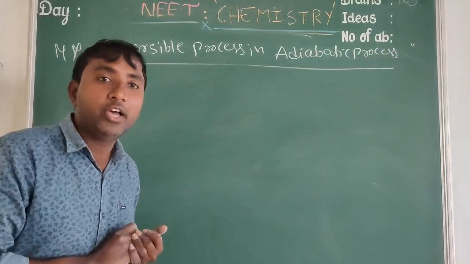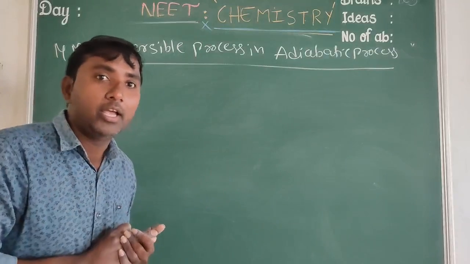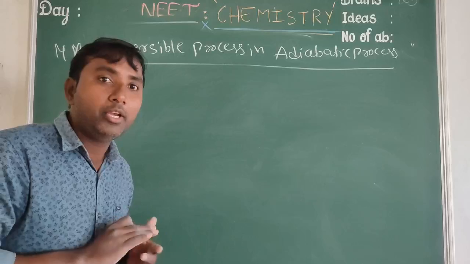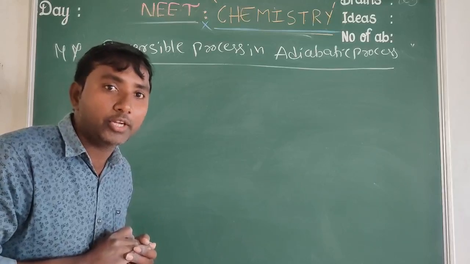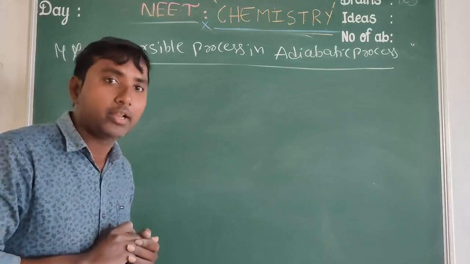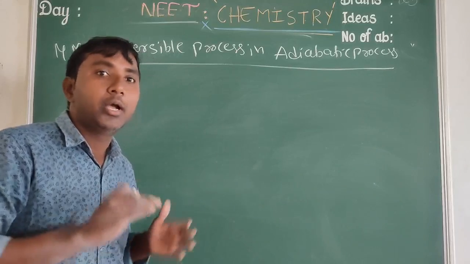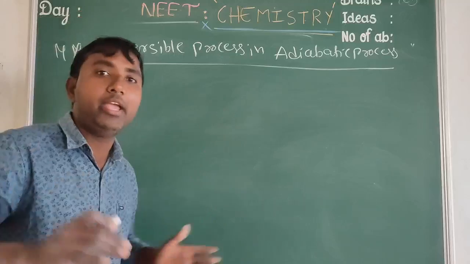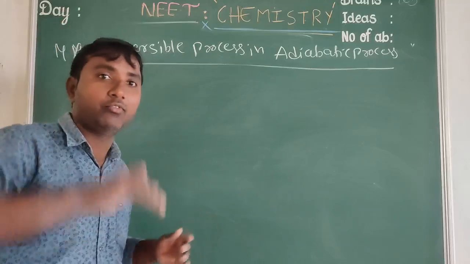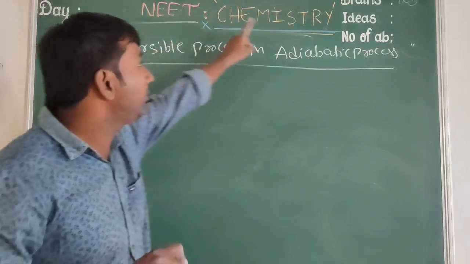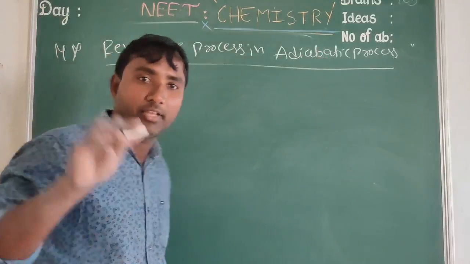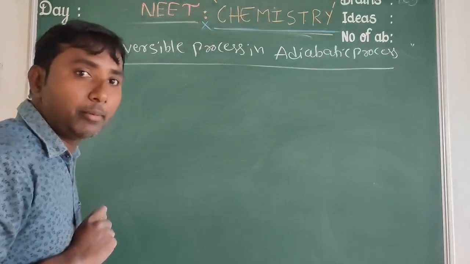Before, we discussed the isothermal process. In the isothermal process, W equal to minus 2.303 nRT log V2 by V1, otherwise W equal to minus nRT ln V2 by V1. That is the formula in the isothermal process. Now, reversible process in adiabatic process.